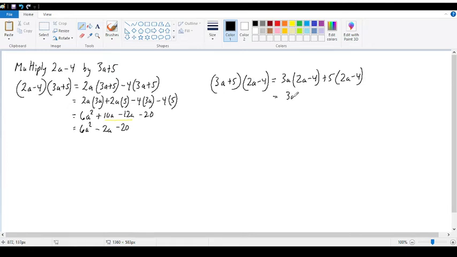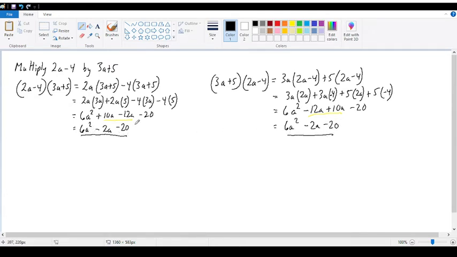So now I have 3a times 2a plus 3a times negative 4. Don't forget to put that negative. Then plus 5 times 2a plus 5 times negative 4. So now 3 times 2 will give me 6, a times a, a squared. 3a times negative 4, negative 12a. 5 times 2a, plus 10a. 5 times negative 4, negative 20. I see that I have like terms in the middle, so I need to combine those like terms. 6a squared, negative 12a plus 10a will give me negative 2a minus 20. And so I end up with the same solution. So regardless of which one I put at the front and which one I put at the back, I would still end up with the same solution here.